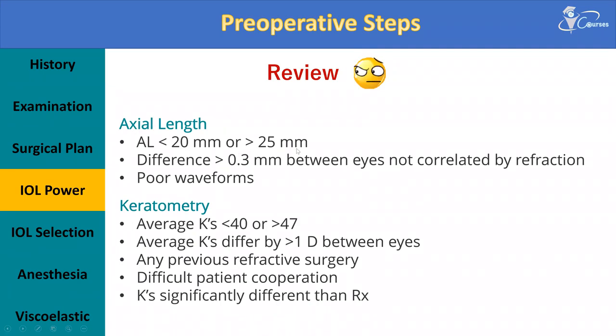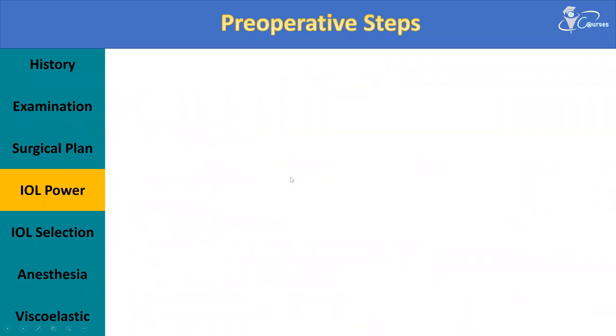Or if the patient has a high axial length, more than 25 millimeters, if this patient has myopia, you may be doing ultrasound on the staphylomatous part. A difference of more than 0.3 millimeters between eyes not explained by refraction. Or if there are poor waveforms, let me show you these poor waveforms.